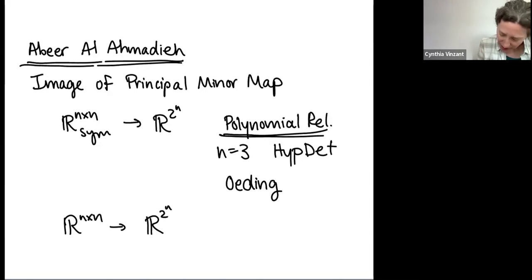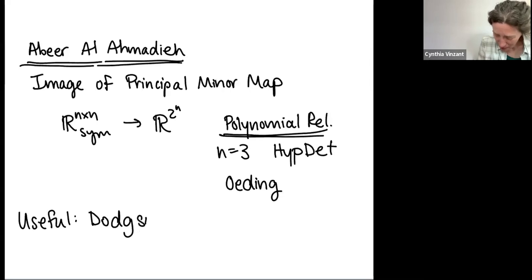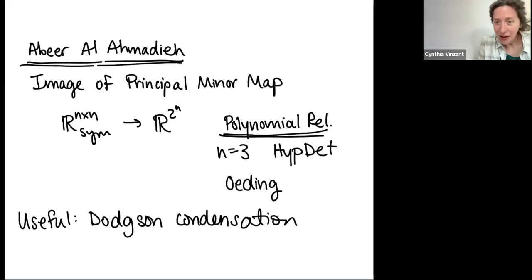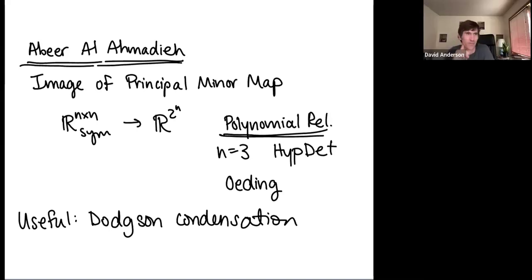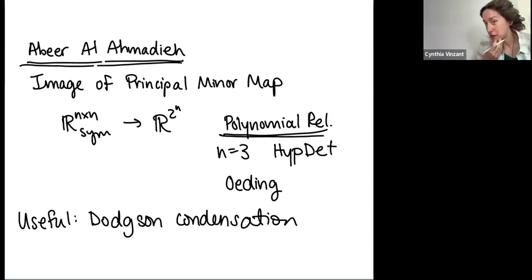Maybe I'll just say the most useful tool we got as part of this was something called Dodgson condensation, which is a nice relation involving the principal minors of a matrix. That was the engine behind a lot of this analysis. It's a lovely story independent of tropicalization. Awesome. Thanks.